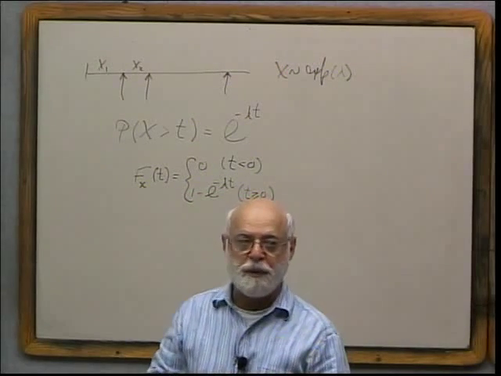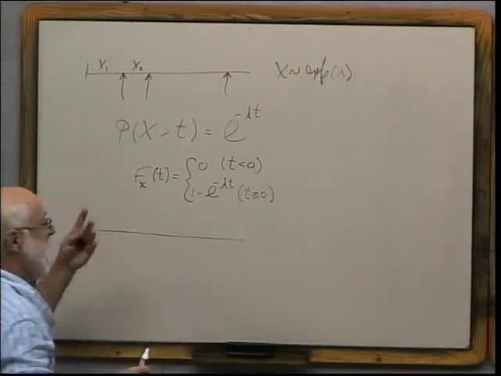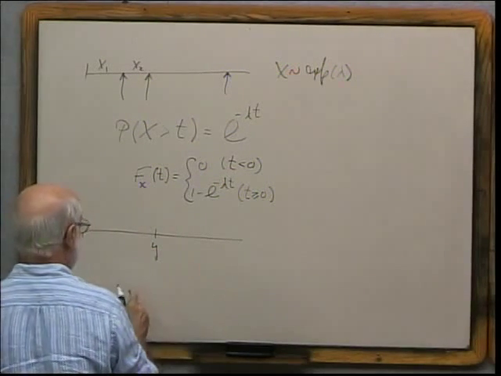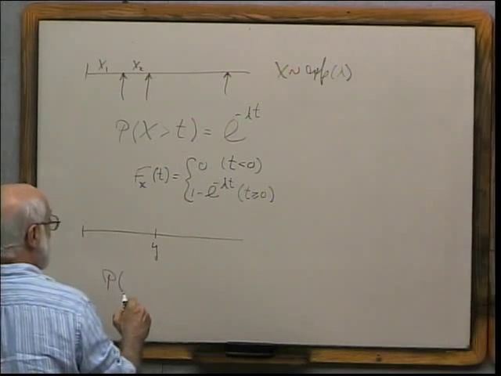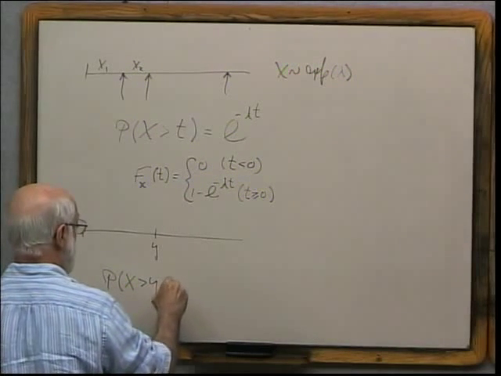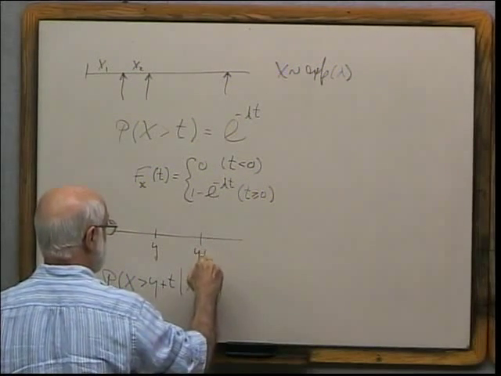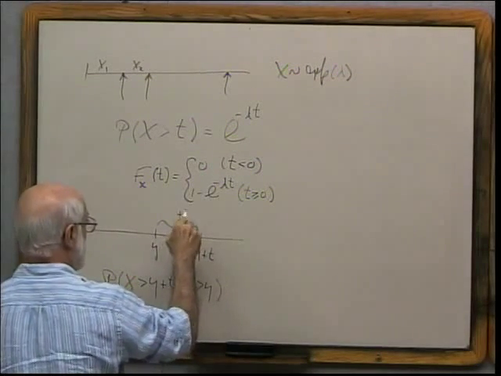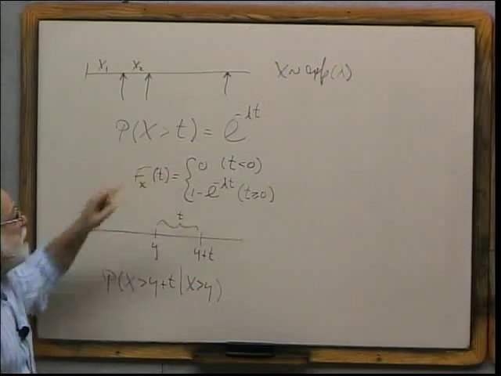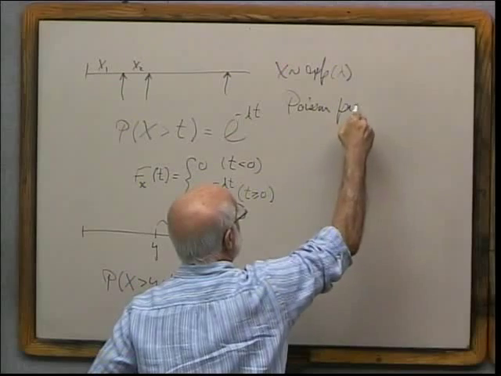The memoryless property says that, for example, if I am waiting for an arrow, an event to occur, and at time y it has not yet occurred, then I could ask this question. What's the probability that the time I have to wait for the next event is greater than y plus t, given that it's at least y? So here's y plus t, so this interval is t. So what we're asking is, if I have a Poisson process, this is called a Poisson process, by the way, and that's an important name.